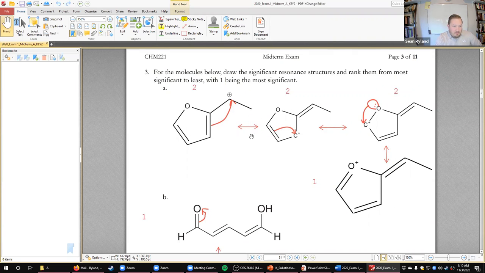And then there were about four different resonance structures here, most of them about the same level of stability. All these top three have secondary carbocations. They're positively charged on a carbon each time, so they're all relatively the same level of stability. The main thing that I was looking for is, did you find this fourth one and rank it as the most stable? Because this does put a positive charge on an oxygen, but this is the only resonance structure where everything has a full valence.